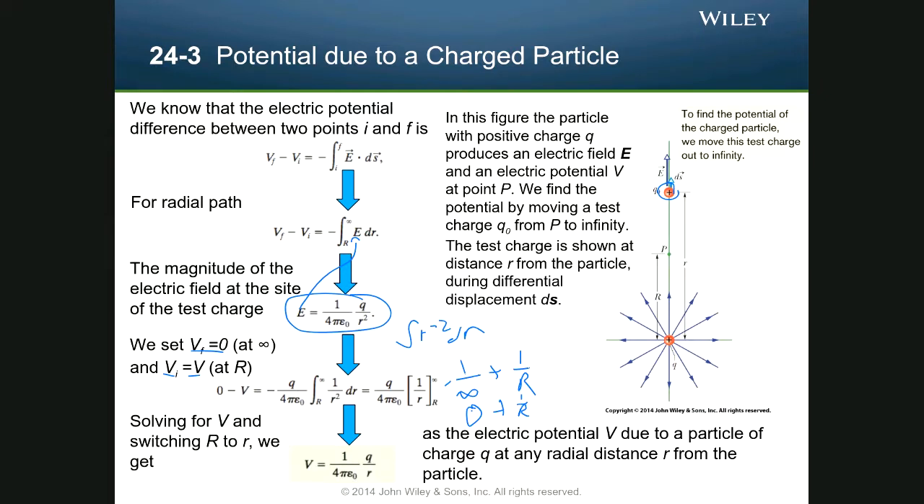No, I crossed out. Let me delete that. Right. You get this here. And that is your potential for a point charge. Okay, this is about as simple as it gets, and it always kind of gets a little ugly.